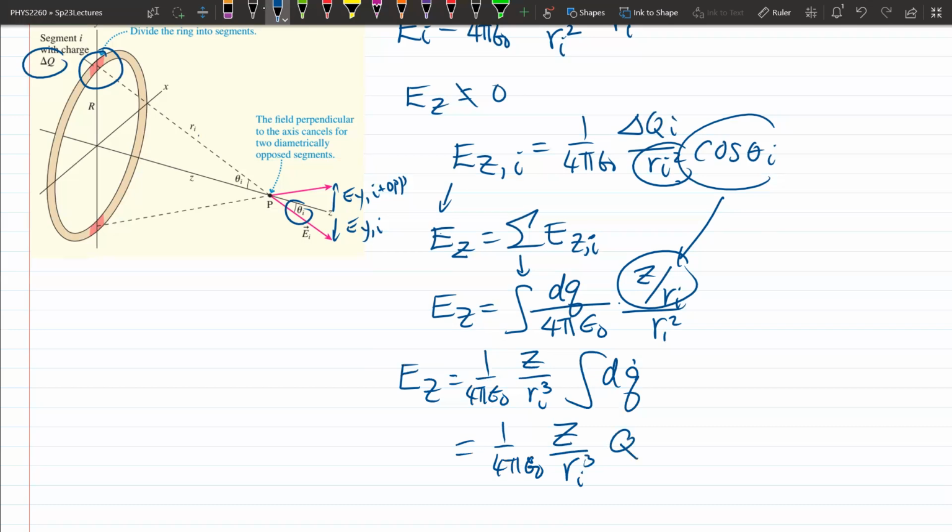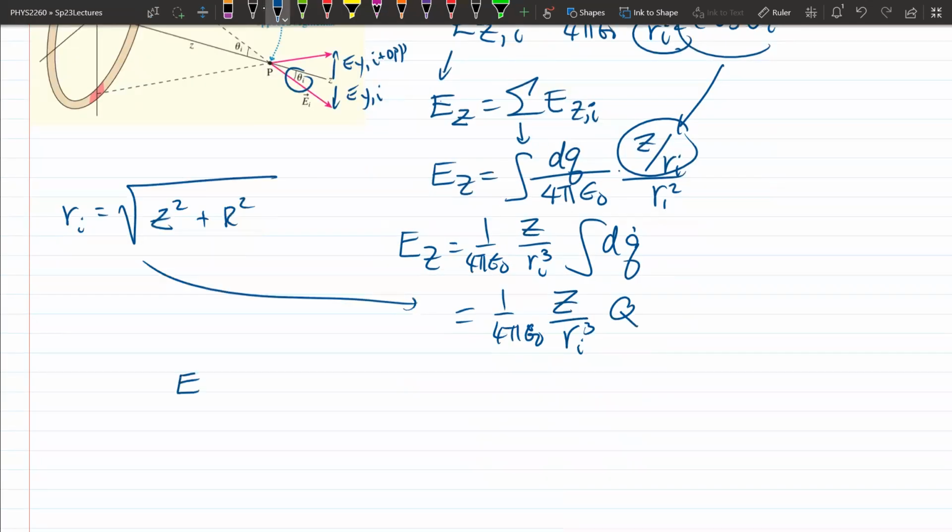For r_i, once again, we're going to use the Pythagorean theorem to figure out this distance. r_i is equal to the square root of z squared plus the radius of the ring squared, because that's just the triangle we're dealing with. So we're going to plug that back down to here. So E_z is 1 over 4 pi epsilon naught, z times Q, just put that in front, and then z squared plus r squared.